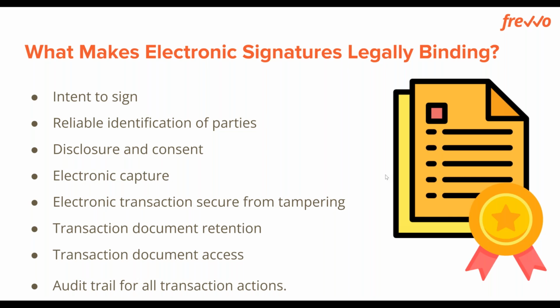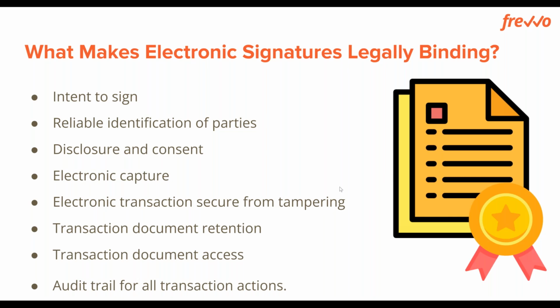Disclosure and consent means that the user knows this is a digital signature and consents to that. Of course, electronic capture is probably a given based on what we're talking about here today. We also want to make sure that that data cannot be manipulated once the signature is applied. It's secure from tampering. The transaction should have some document retention policy in place and access to the document by the parties in question. And there should also be an audit trail for the digital transactions.